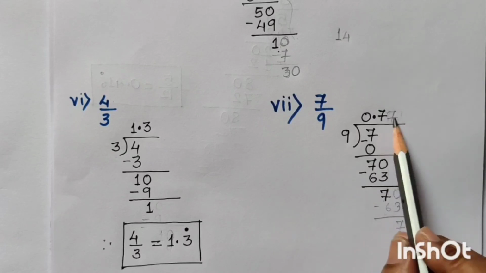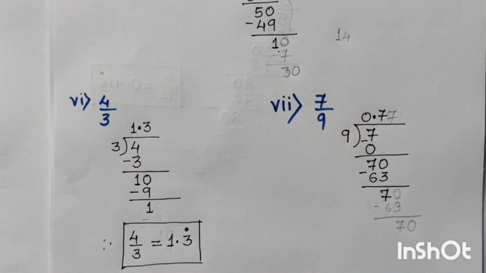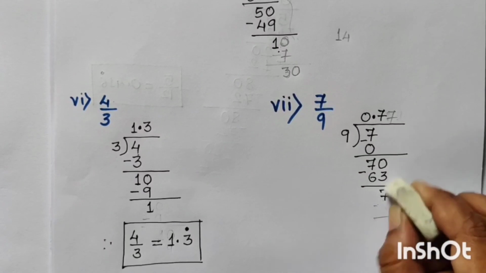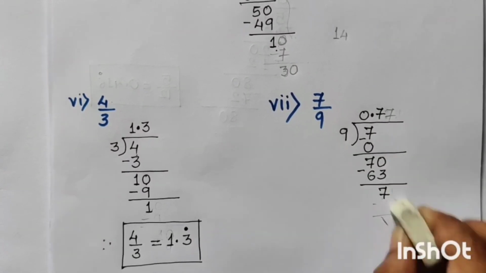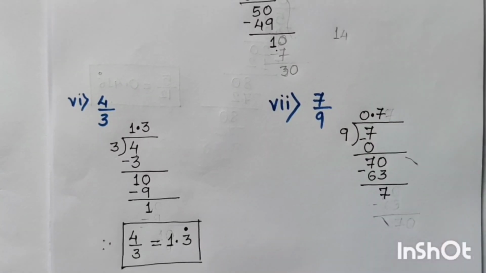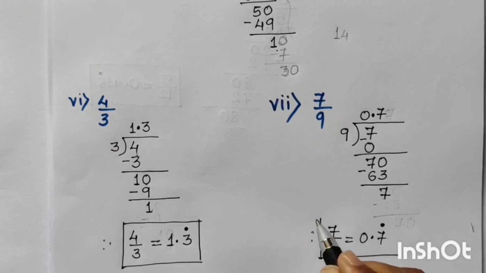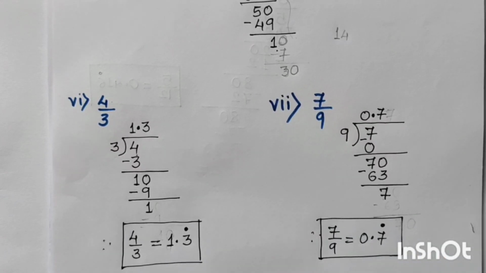That means this 7 is recurring in the quotient, and all these steps will be repetitively coming again and again. So we have to stop here only. We should not solve after this. We will put a point on the 7 and then we can write the answer. Therefore 7 upon 9 is equal to 0.7 recurring. And this is the answer. In this way, all the sums of practice set 24 can be solved.